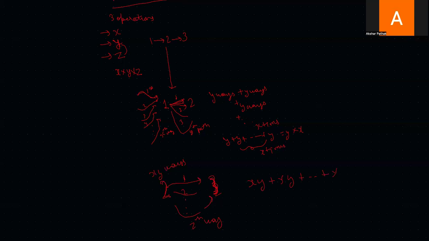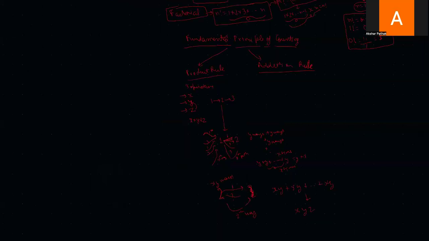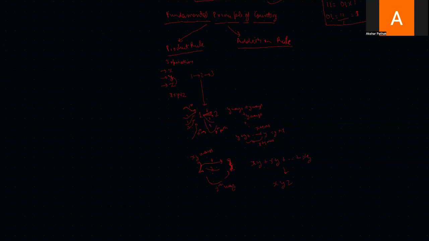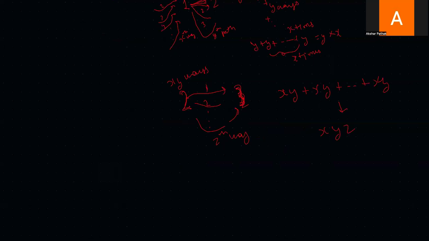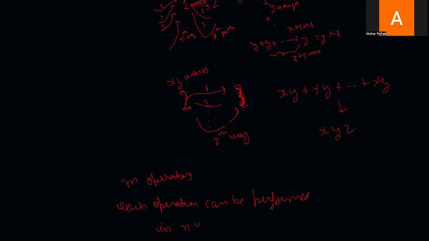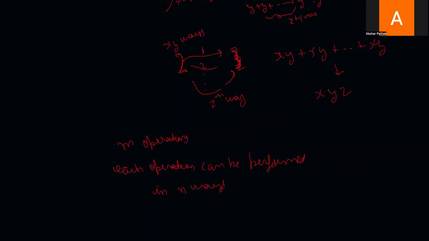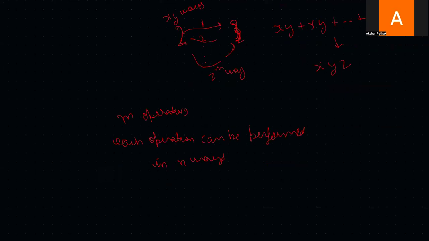So can I not say x into y into z? So if you are ever given a question that there are m operations, and each operation can be performed in n ways, in how many ways can you perform m operations? n into n up till m times. So it will be n to the power m.